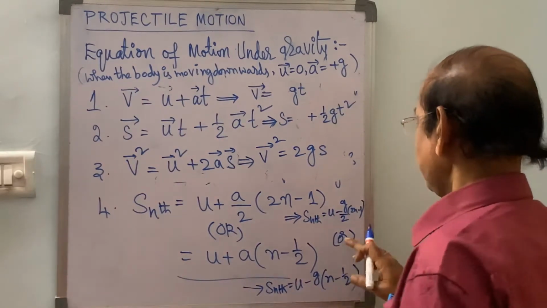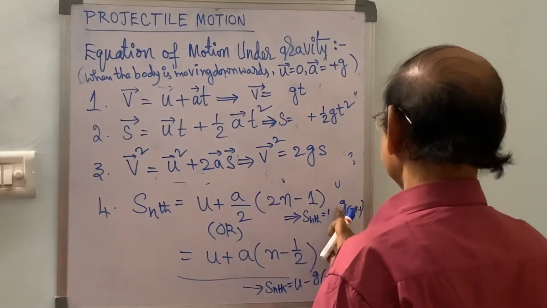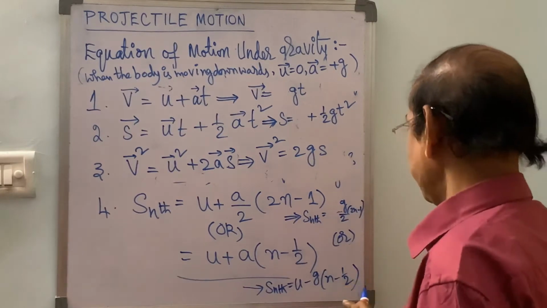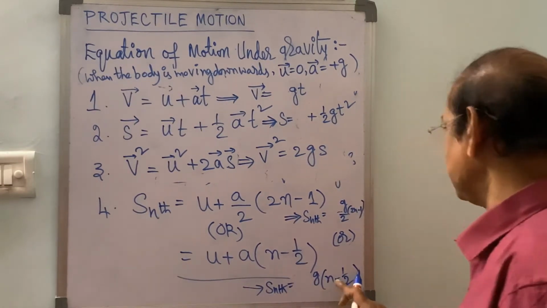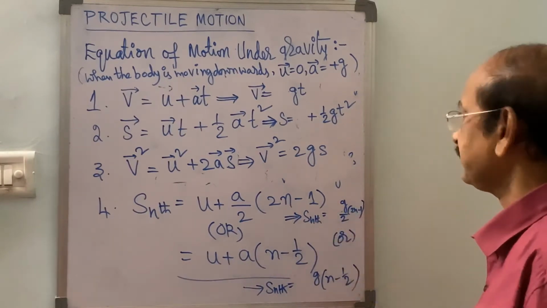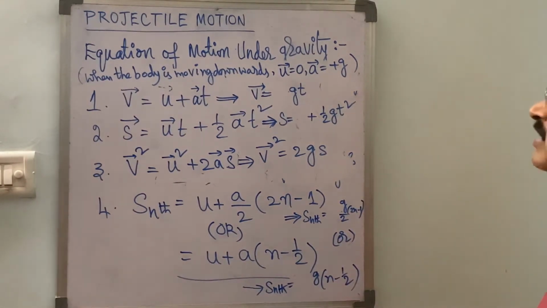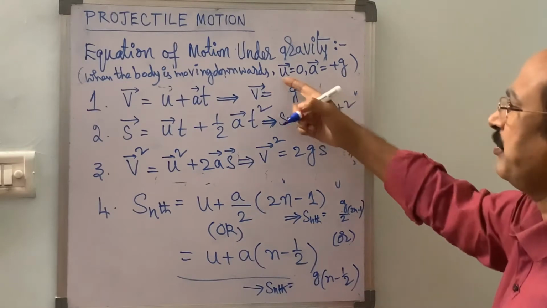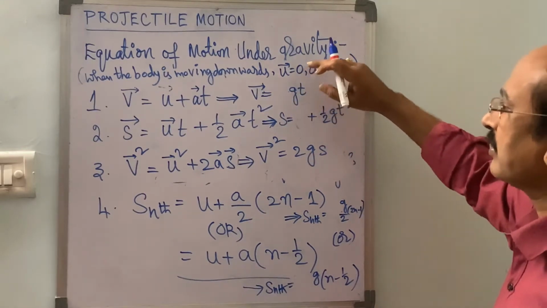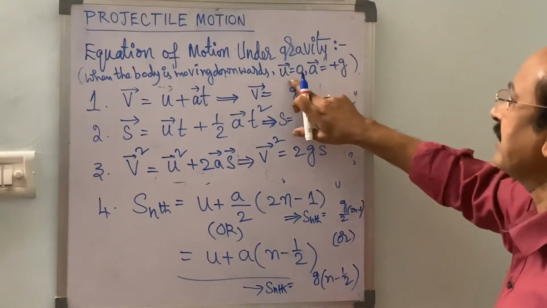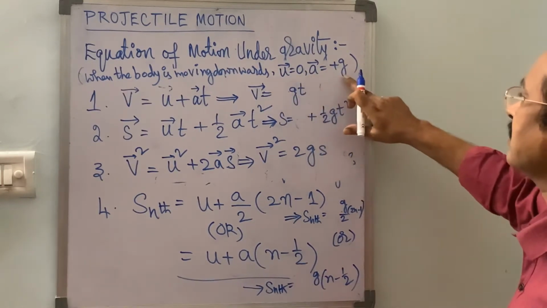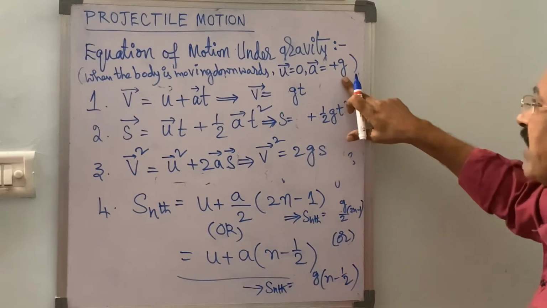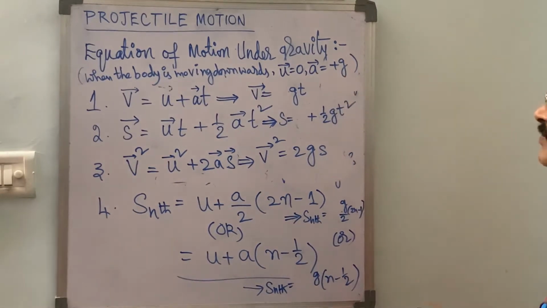And Sn is equal to g into 2n minus 1, or Sn is equal to g into n minus half. So these are the equations of motion under gravity when the body is moving down from maximum height, where its initial velocity is equal to 0 and acceleration is equal to positive acceleration plus g value.